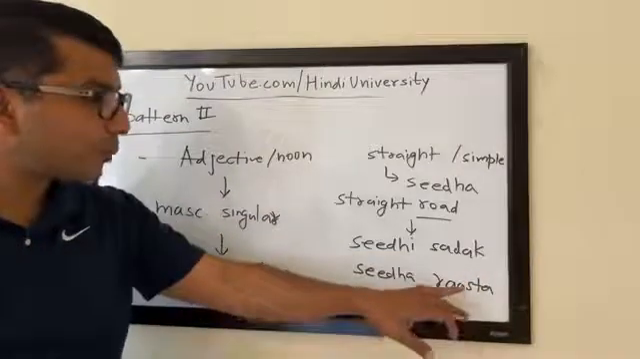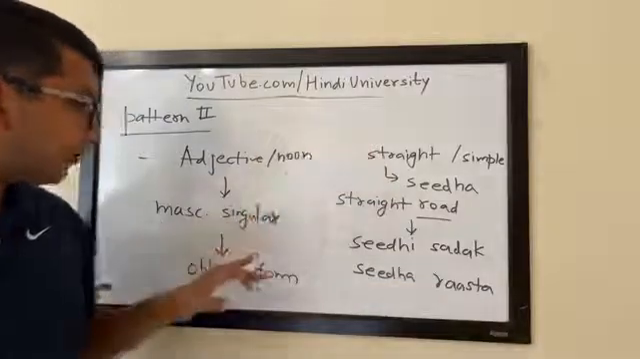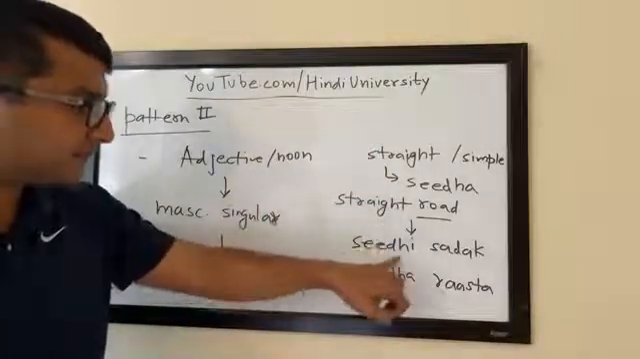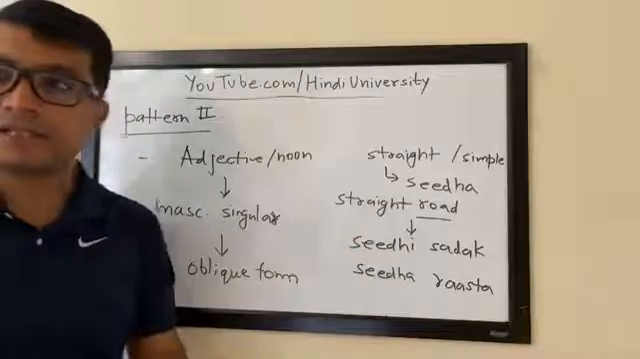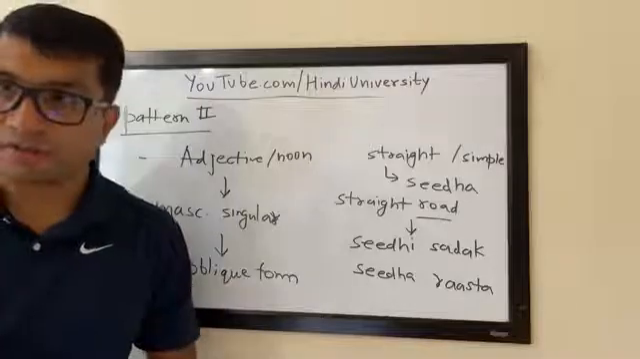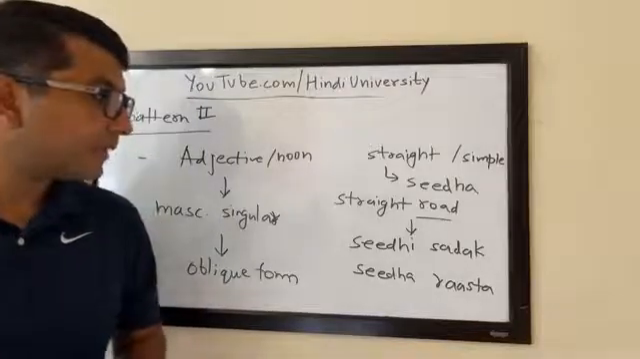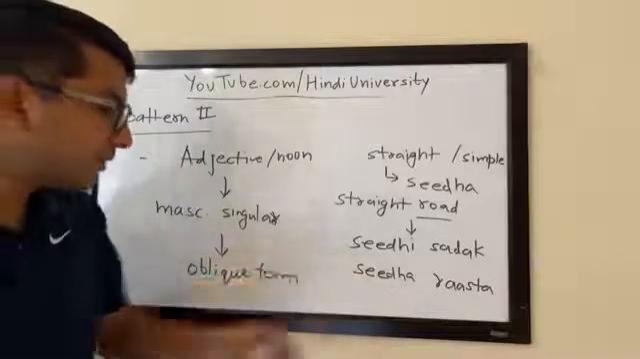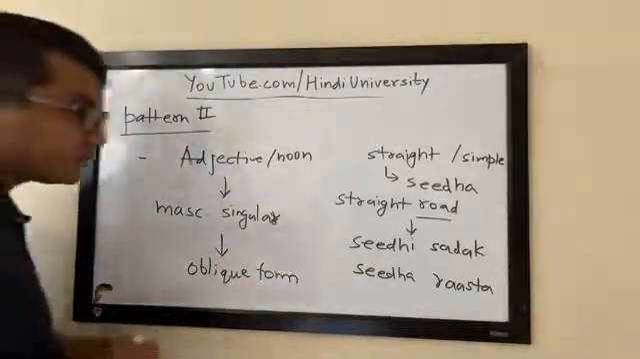Okay, how do you make an adverb out of it? You can see it's inflected: seedha, seedhi, seedhe. Seedhe ped, straight trees, right? Long trees, they are not curved. How do you make an adverb out of it? You take the masculine singular form. What is the masculine singular form? Which is seedha.